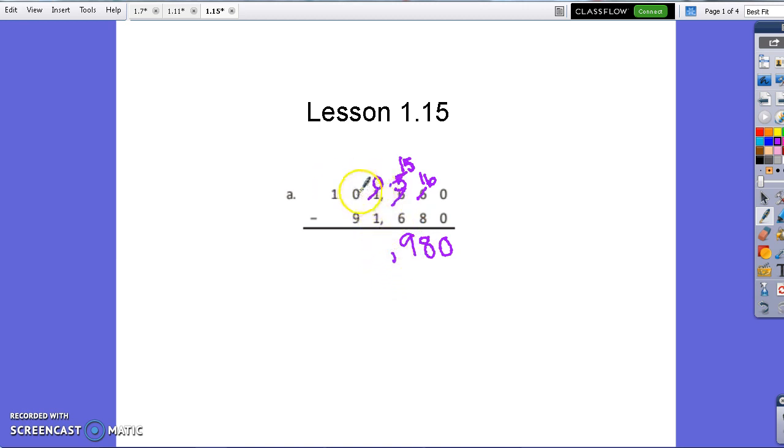Can't take 1 away from 0, but I can't borrow from the 0, so I have to go all over to this one, make that a 0, make this a 10, then a 9, and then turn that 0 into a 10. So 10 minus 1 is 9. 9 minus 9 is 0. 0 minus 0 is nothing. So your answer should be 9,980.